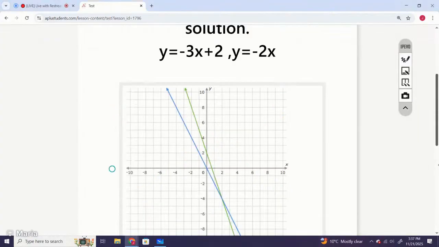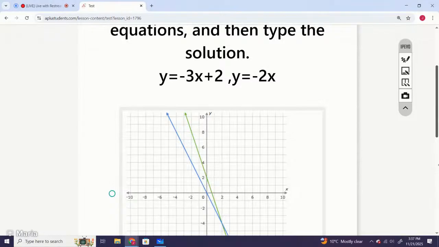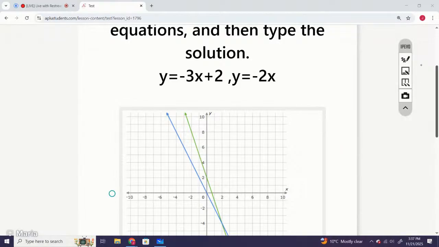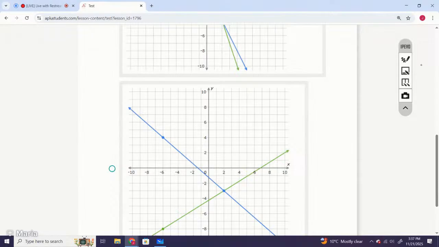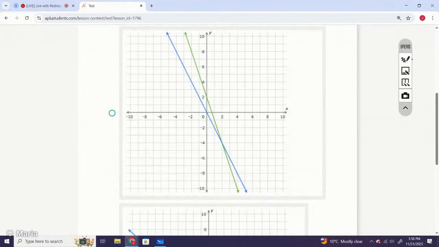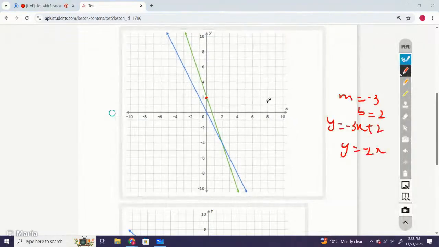I forgot the equations actually. Y equals negative 3x plus 2. Let me write down the equations over here. Okay, so from the first equation the slope is negative 3 and the y-intercept is 2, right? So x is 0, y is 2. Here is the point, x is 0, y is 2. You need to move down 3 units and right 1 unit.